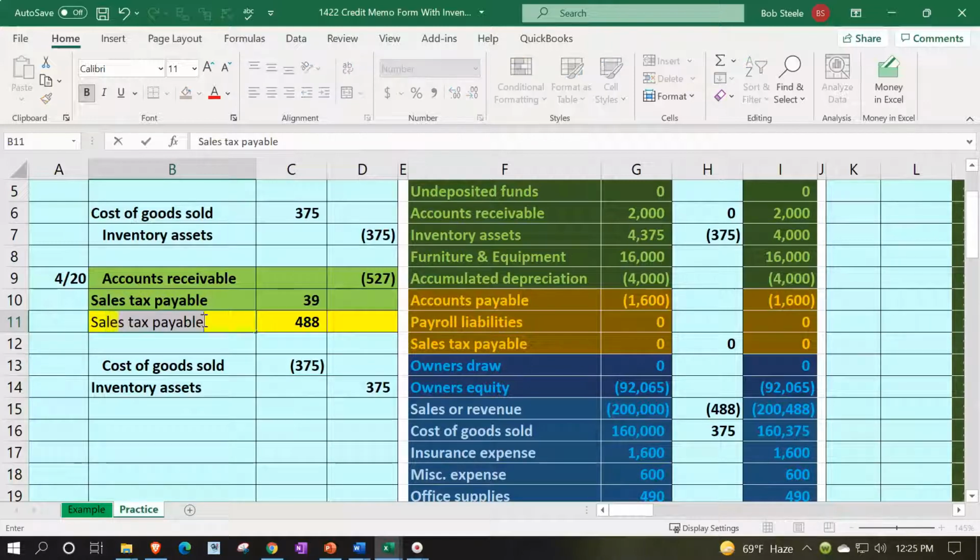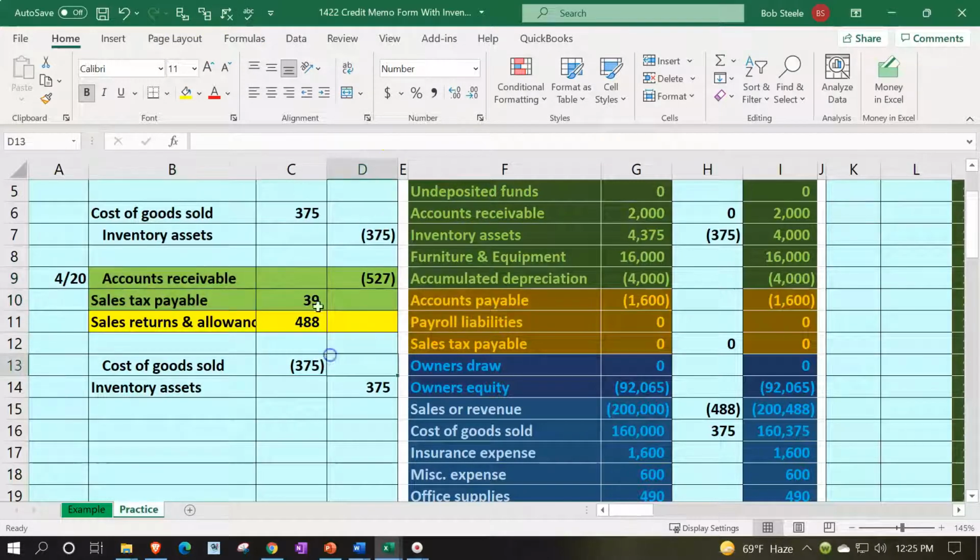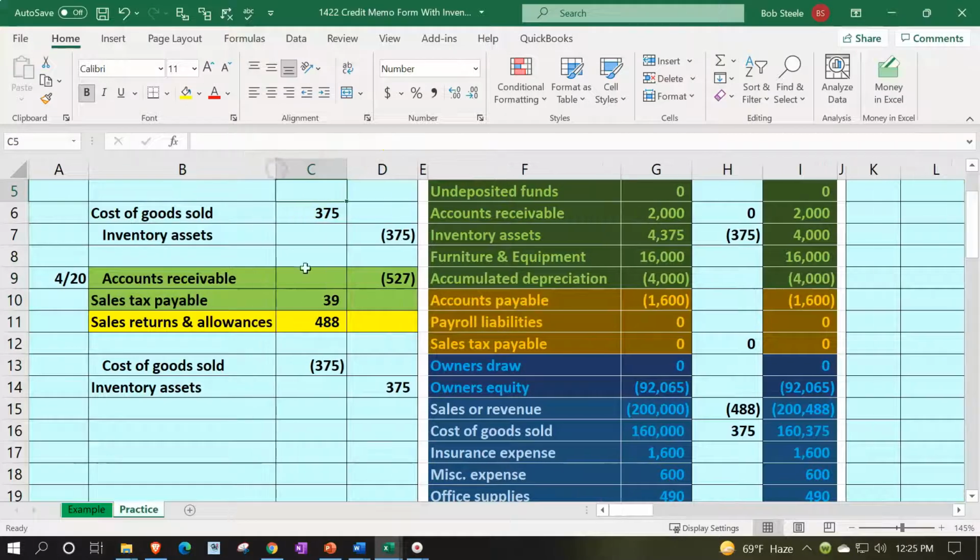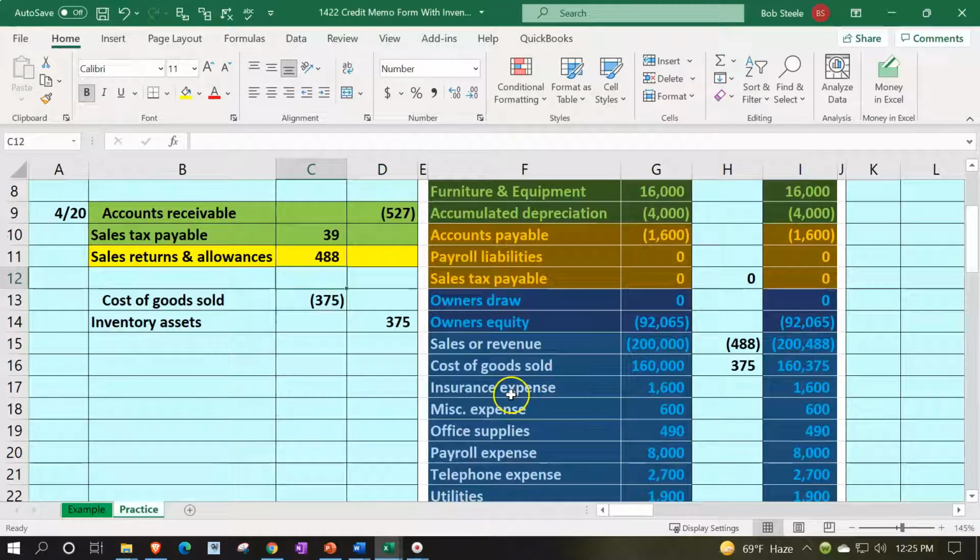I'm going to change this to sales returns and allowances, which I probably misspelled. Did I misspell it at all? No, spell check says it's okay. If it's good enough for spell check, it's good enough for me.